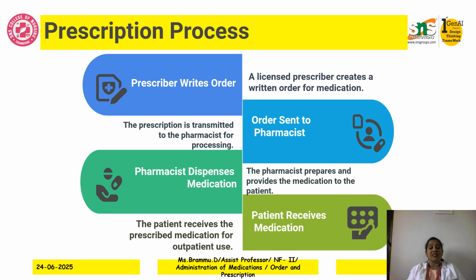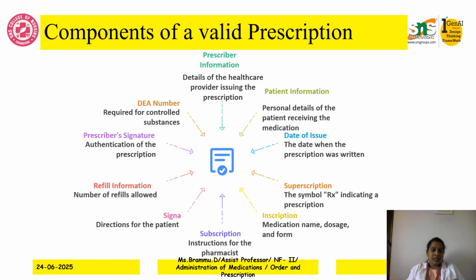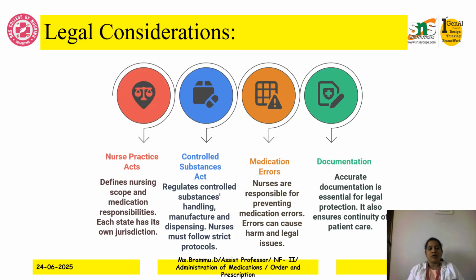But note that whenever the patient receives the medication, by himself or through family members, a counter check must be done before the patient is sent out of the hospital. So the valid prescription components would be prescriber's information, patient information, date of issue, superscription, inscription, subscription, signa, that is the signature, refill information, prescriber's signature, and DEA number.